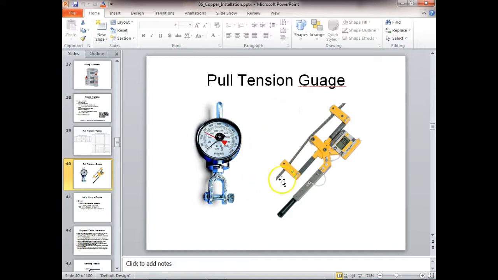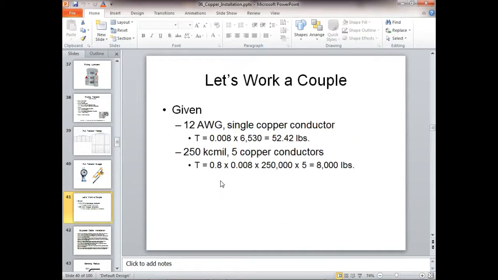This is pretty neat because you route the cable through here, and how much force it puts down measures the pulling tension. This one, you would have to be careful with pulling, because once you got to the end, you'd have to do something with that.